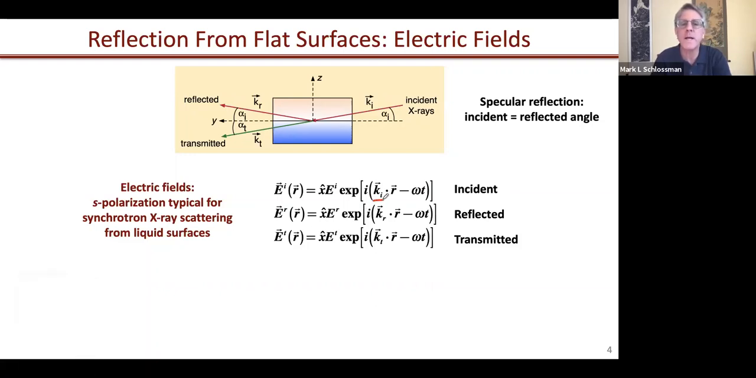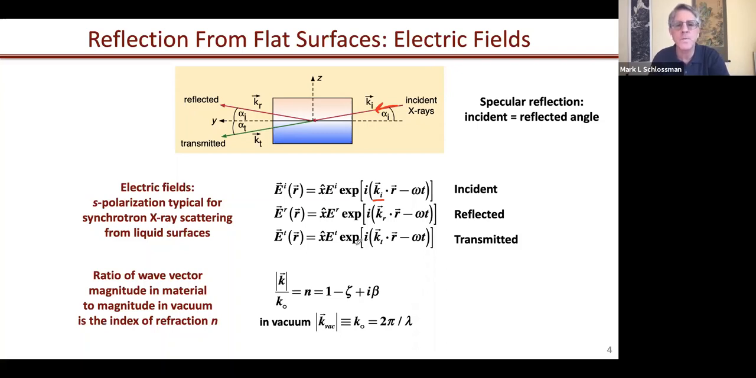For example, this k vector, the wave vector, in this case, the incident wave vector, points in a particular direction. In this case, it's pointing in the direction of the incident X-rays. It points in different directions for the reflected and transmitted. But interestingly, almost our entire theory discussion here will be centered on these k vectors. So first of all, let's remind ourselves what a wave vector is. If we took the magnitude of a wave vector in a material and we divided by what I call k naught, k naught is just the magnitude of the wave vector in vacuum, which is simply related to the wavelength.